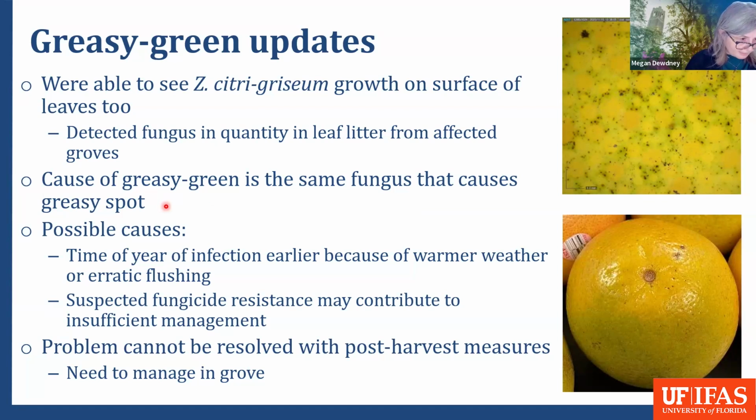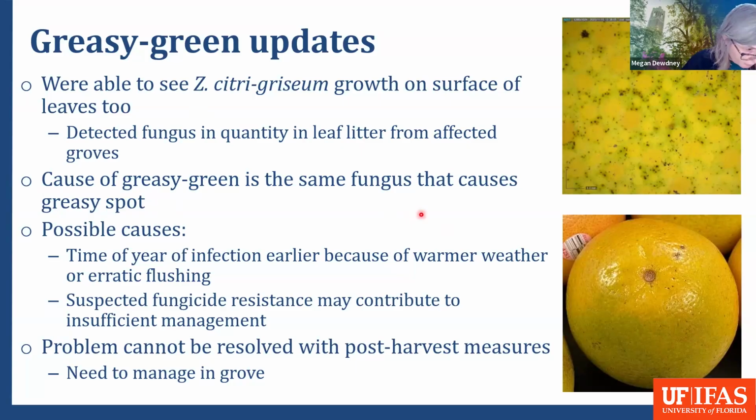So what is happening with greasy green? Why is this occurring? We think that maybe the time of year that infection is happening may be happening earlier because we are getting more erratic flushing with both the temperatures and HLB. And then we suspect that there may be some fungicide resistance contributing to insufficient management. So where you might be thinking that you have good control, it's just not working the way you would have expected, and therefore you're getting this sort of lower level disease.